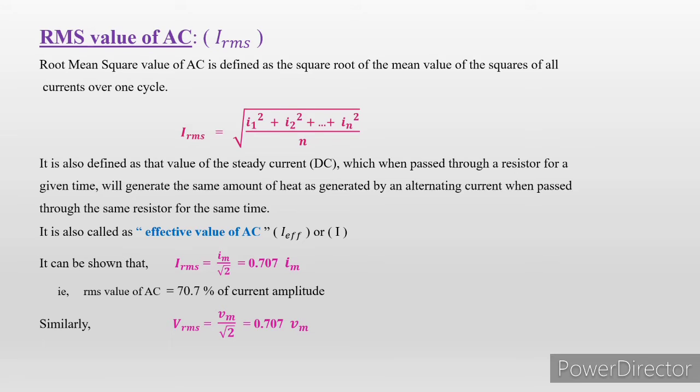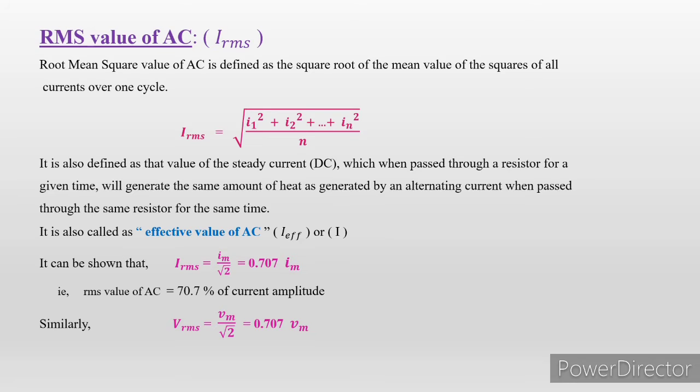It is also defined as that value of steady current, that is DC, which when passed through a resistor for a given time will generate the same amount of heat as generated by an alternating current when passed through the same resistor for the same time. It is also called the effective value of AC, that is I effective.